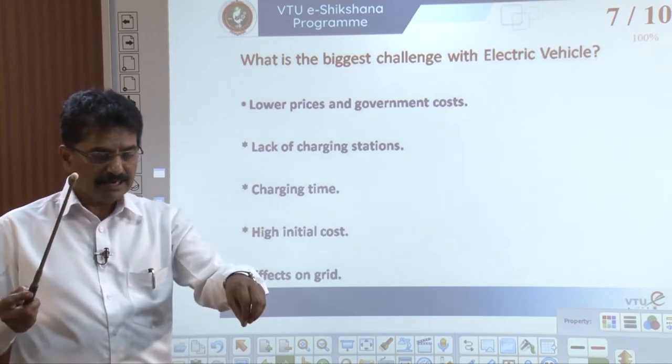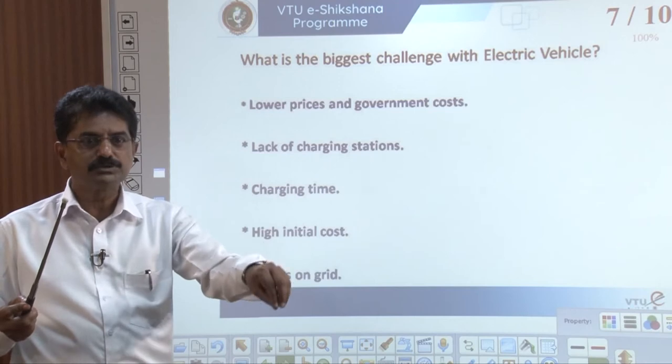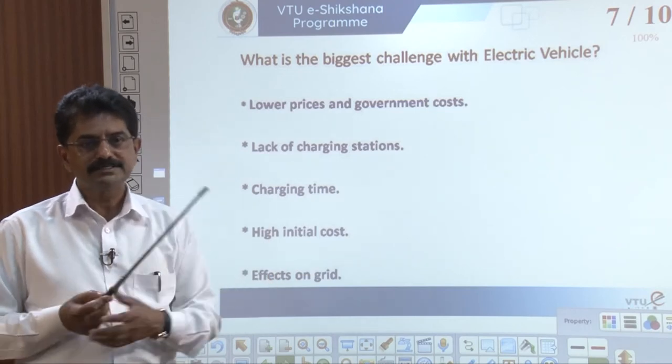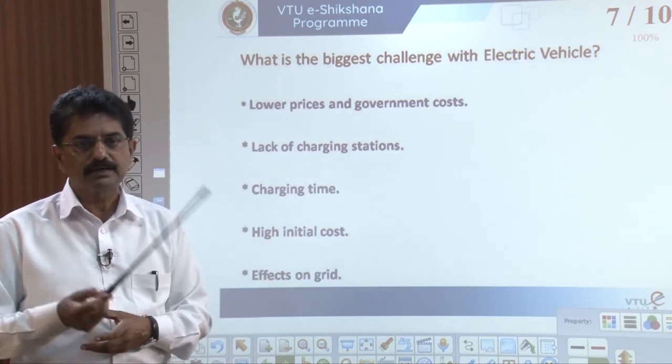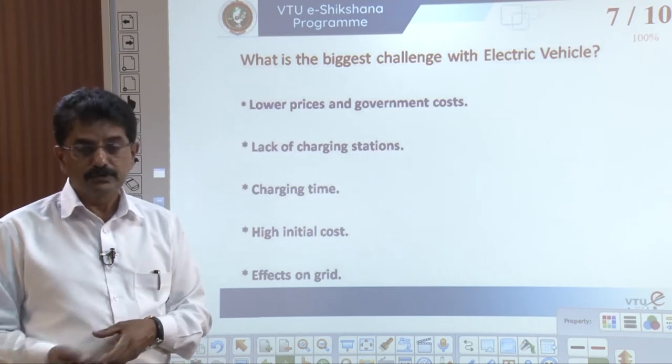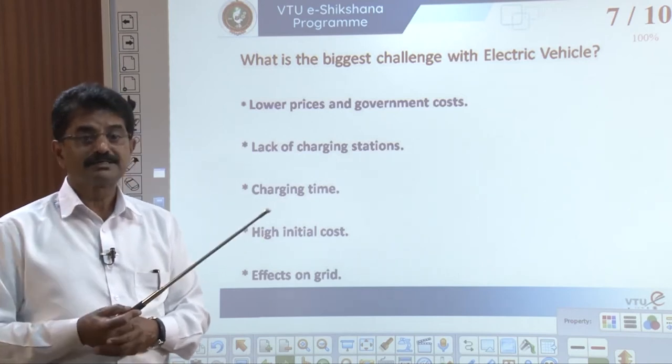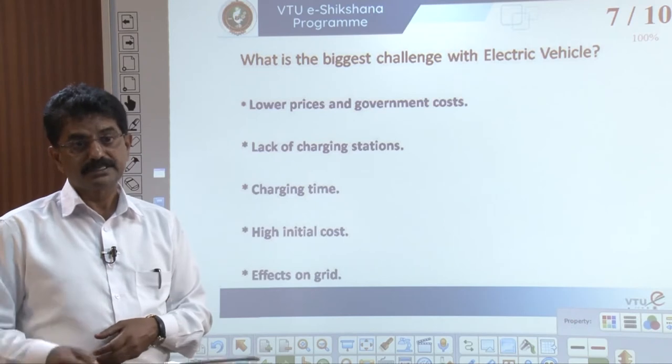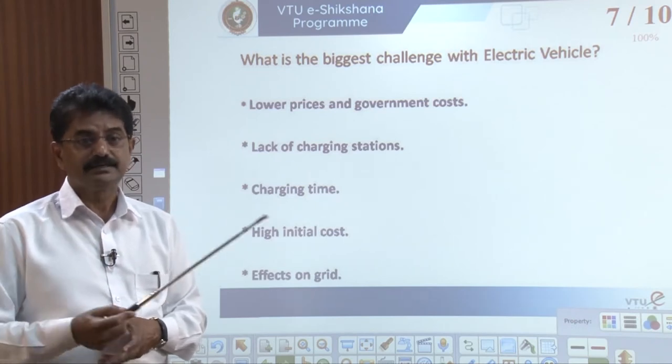In case the battery discharges, we should be in a position to charge the battery immediately. So where to get a charging station? So here this is a drawback. We have to think about this drawback. We need to find a suitable solution for the charging stations. At present, the charging stations are limited.